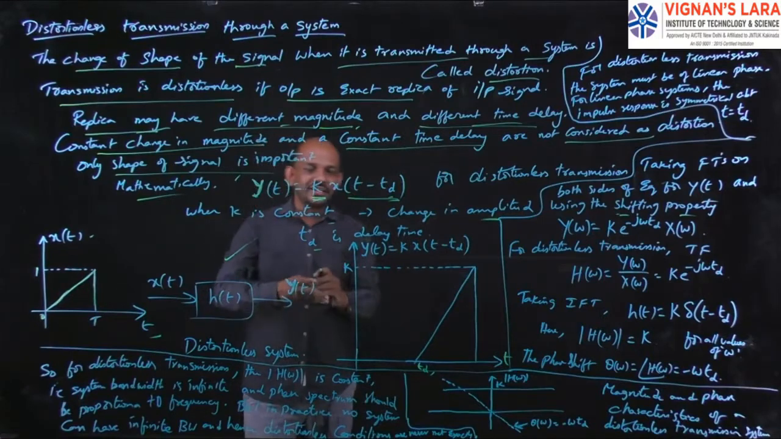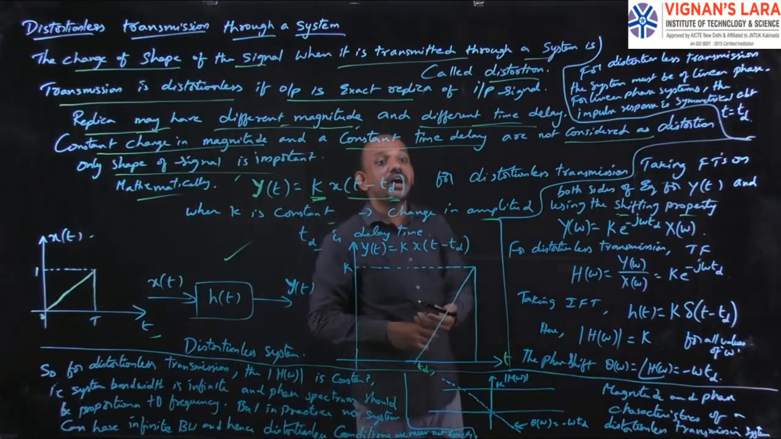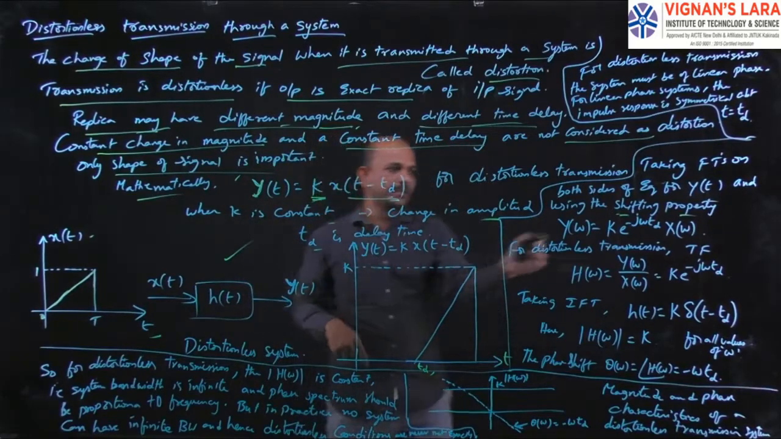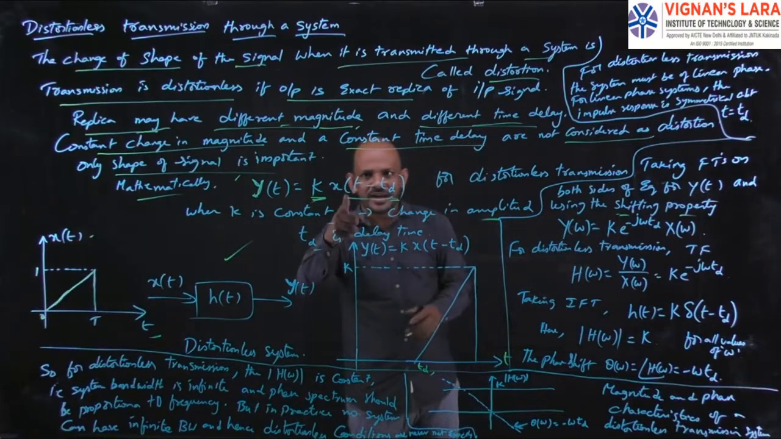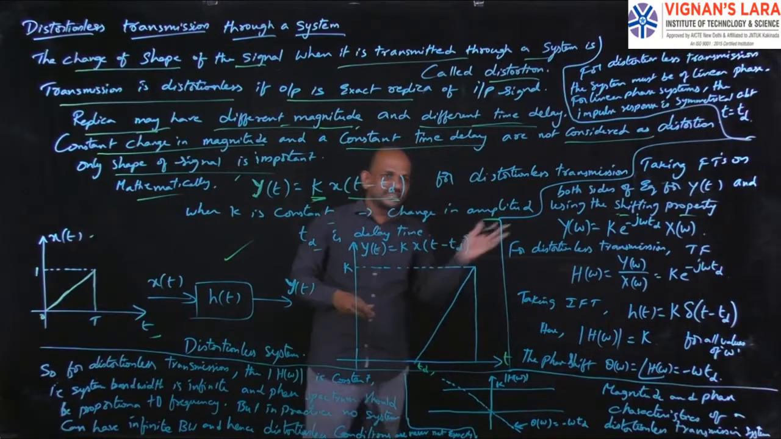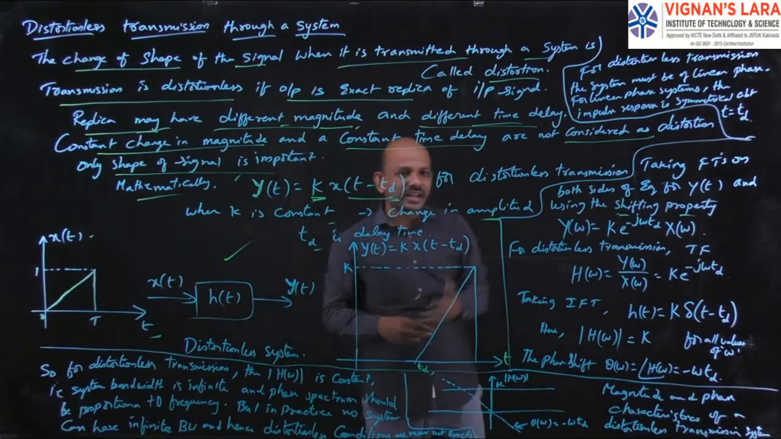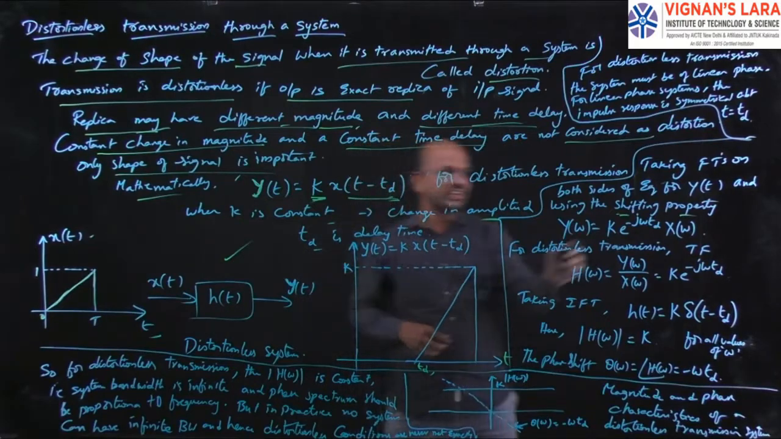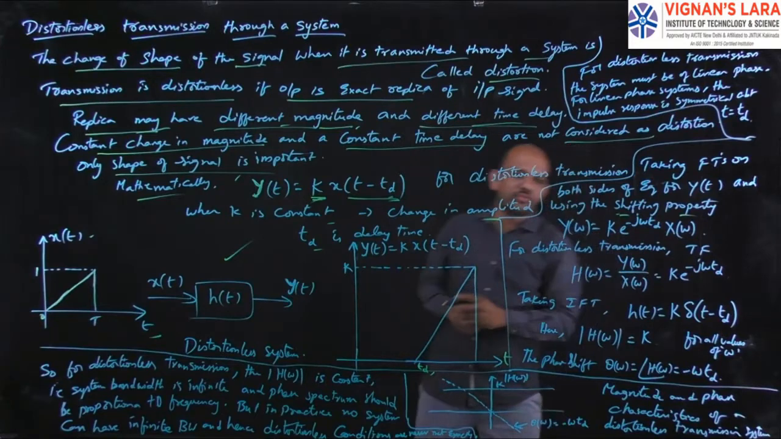So here we applied the Fourier transform and used the time shifting property. Then the equation converts to Y of omega equal to k, the constant, times the transform of x of t minus td. Since x of t has Fourier transform X of omega, x of t minus td will have the Fourier transform e power minus j omega td into X of omega.